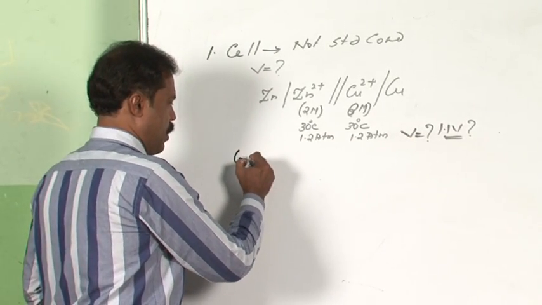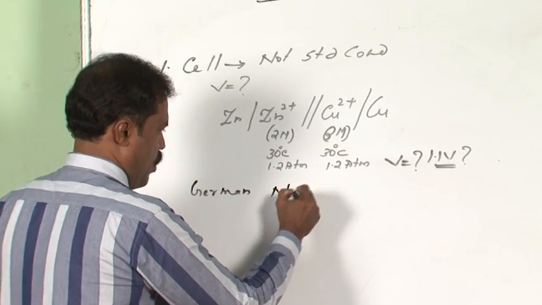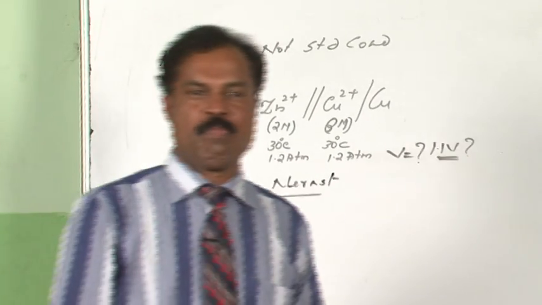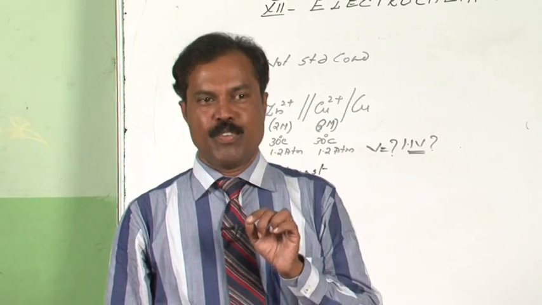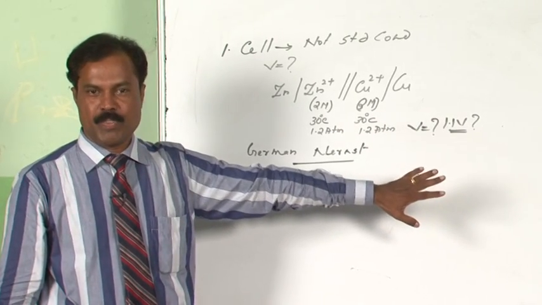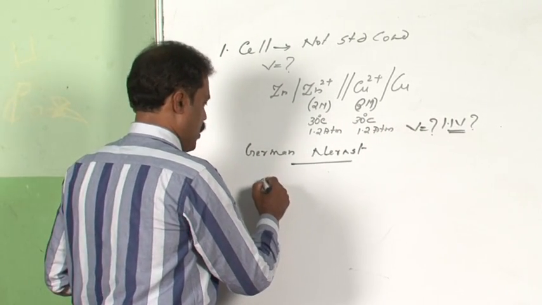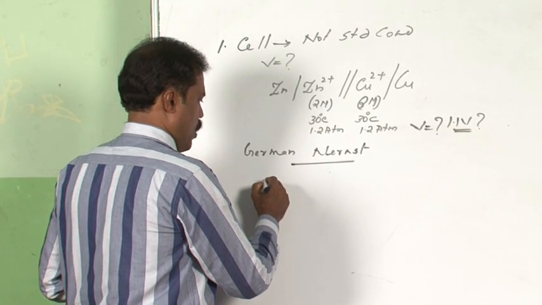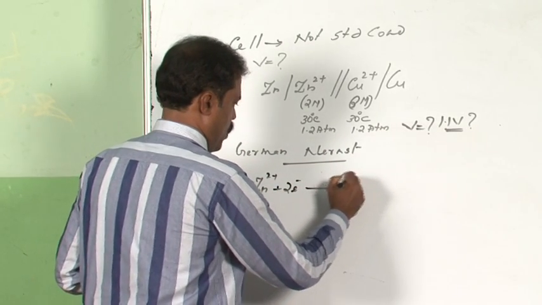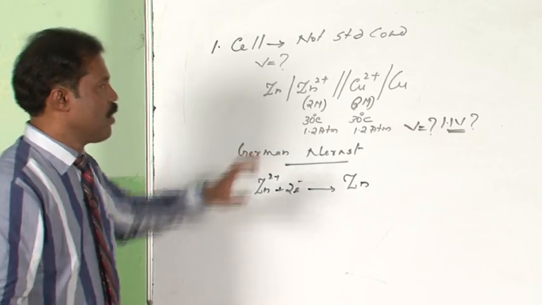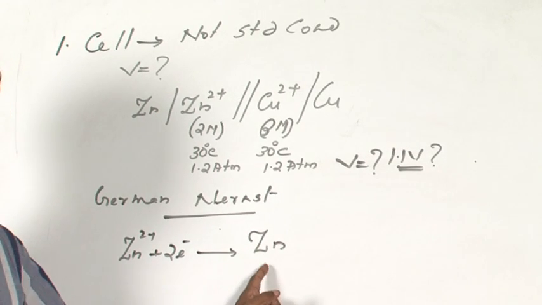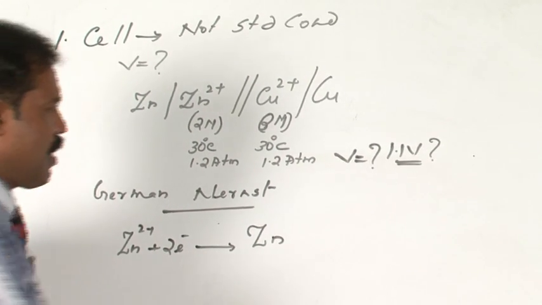A German scientist called Nernst studied such cells and came out with a formula which will help us find the voltage of a cell when it is not under standard conditions. Let's consider the reduction of zinc 2 plus ion. Even if in this particular cell zinc is getting oxidized, please note, we have written the reduction reaction of zinc. Nernst has derived a formula.